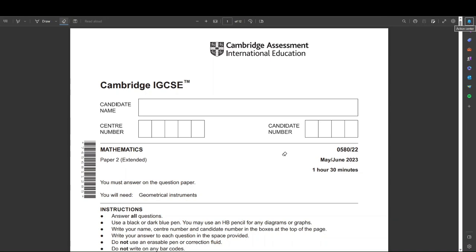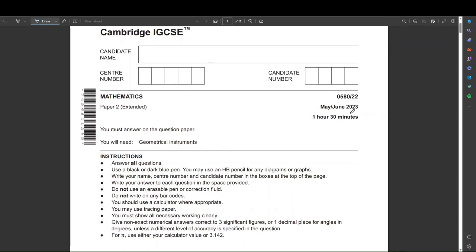Today I'm going to be solving the May-June 2023 paper 2 variant 2. This is a 1 hour 30 minute paper, and I'll be using the scientific calculator to aid me in this.